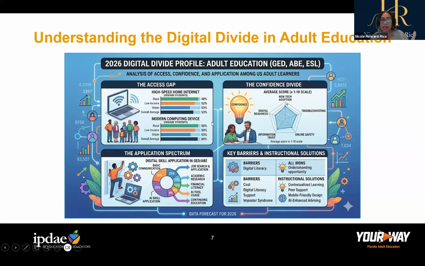Do we all agree? Let me check the chat and see what kind of communication I have there. Most of my students don't have divide. Okay. Yes, Jennifer, that's key, because a lot of them don't. Lack of confidence comes from more than access to tech, but it adds to it. Very true.